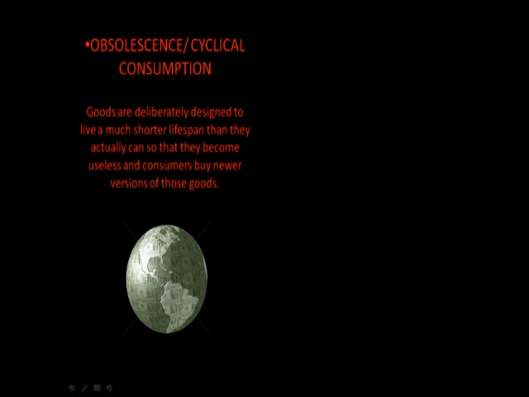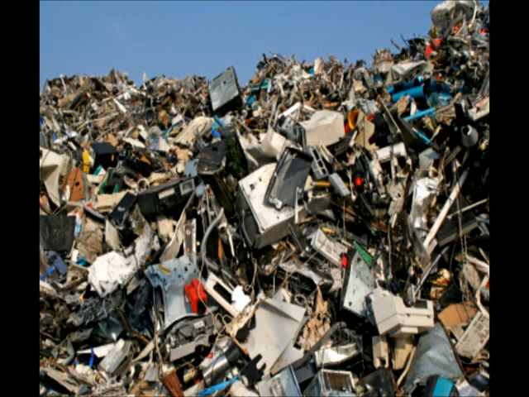Now, there's something known as planned obsolescence. Planned obsolescence is that goods are deliberately designed to live a much shorter lifespan than they can actually endure, so that they become useless and consumers buy newer versions of those goods. In fact, the ultimate goal of any producing firm is sales. And how can they increase their sales? They need to sell their product again and again. And why would any consumer need the same product again and again? Because the previous product has become obsolete. This is planned obsolescence. This can be found very easily in all kinds of electronics.